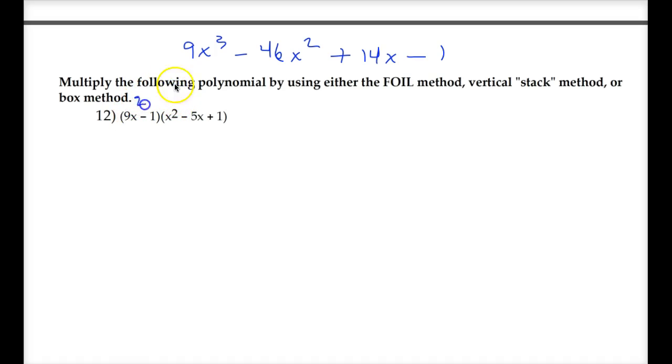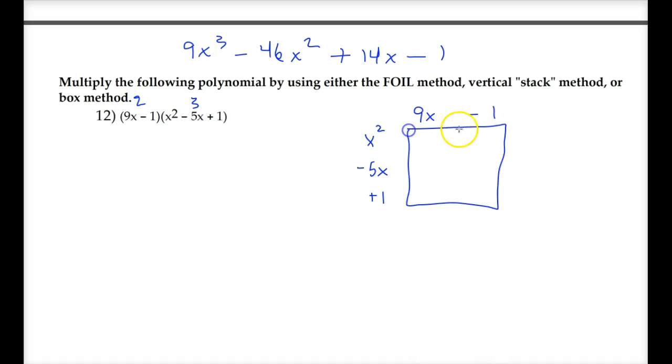So here you have 2 terms and here you have 3 terms. So if I were doing this, I would create a box that's going to be a 3-row, 2-column box. And so I would basically list x squared here, minus 5x there, plus 1 there, a 9x here, and a minus 1 there. And I would make my box according to that.